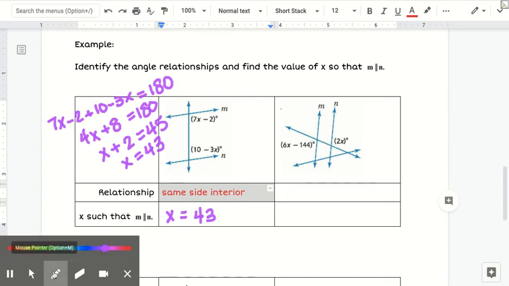Okay, on my second example over here, take a moment, pause the video maybe, and think about it. And think about the relationship between those two angles.